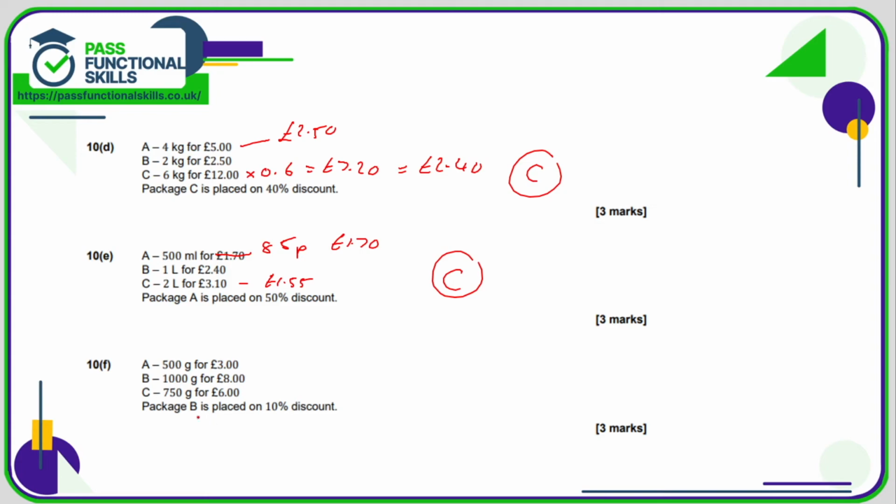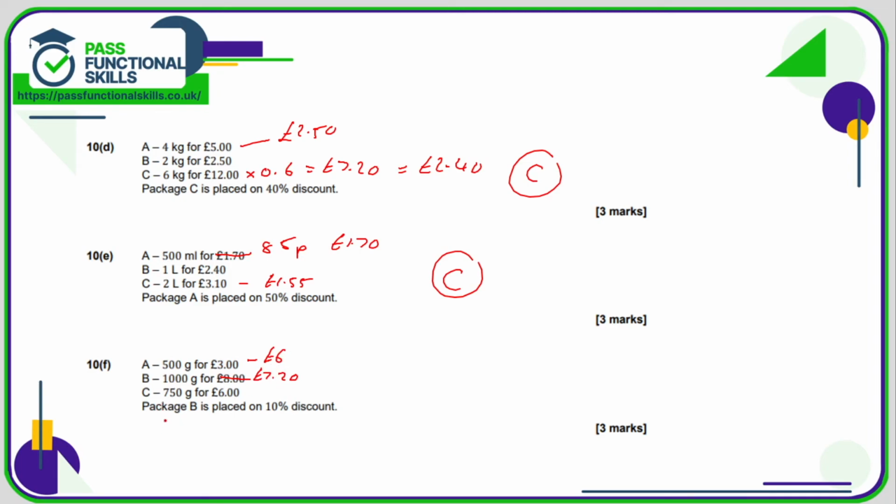And for 10F, B is 10% off, so 10% is 80p. If I take 80 pence off £8, that is now £7.20. There's a couple of ways we could do this. We could work out the price per kilo, or we could work out the price per 250 grams, since they're all multiples of 250 grams. But I'm going to work out the price per kilo because B is already a kilo. A is really easy to turn into a kilo, just double the amount, so double the price. So that's £6 per kilo.